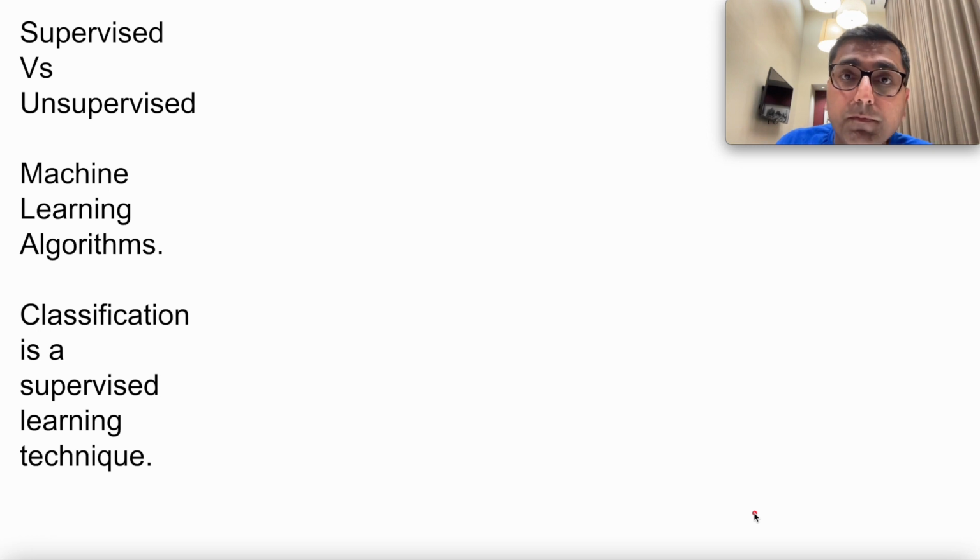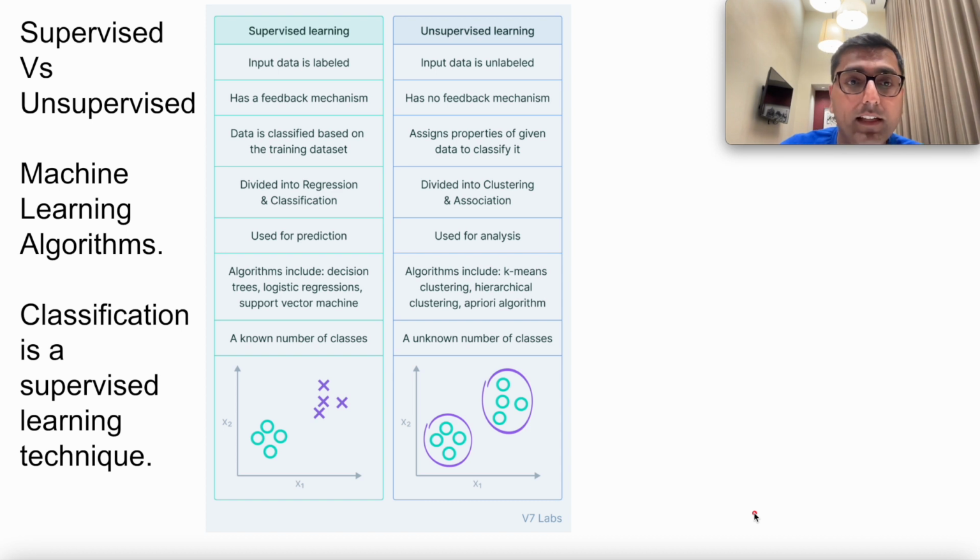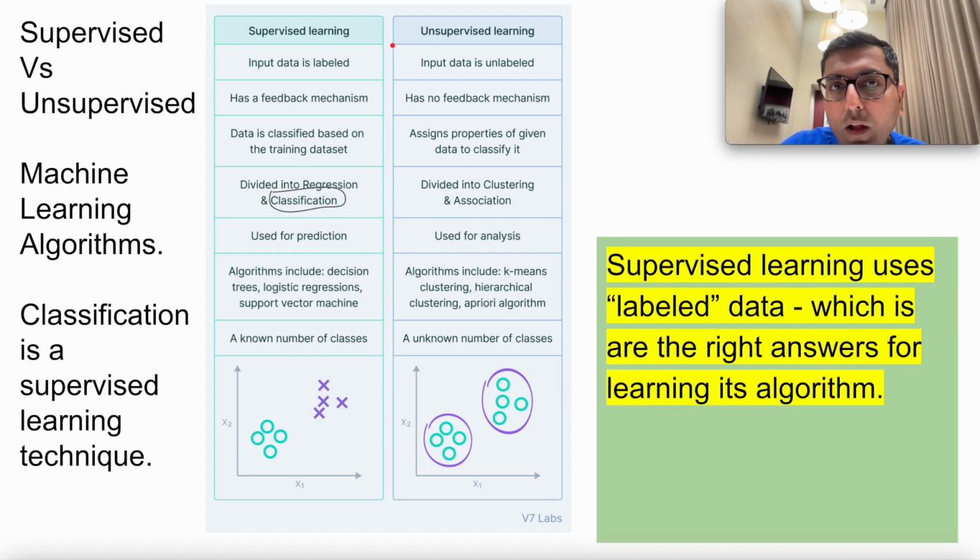When do you use classification? There are two types of machine learning algorithms, broadly speaking: supervised and unsupervised. And classification is a supervised learning algorithm. It falls here. But what do we mean by these two? It's important to briefly understand what is supervised versus unsupervised learning. There are many key differences, but the one that really helps summarize this is that supervised learning uses labeled data.